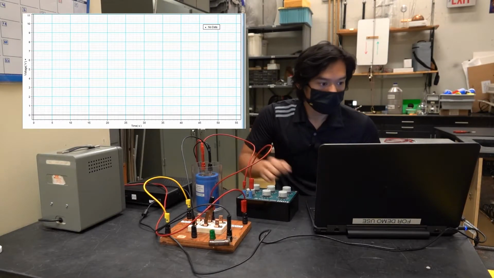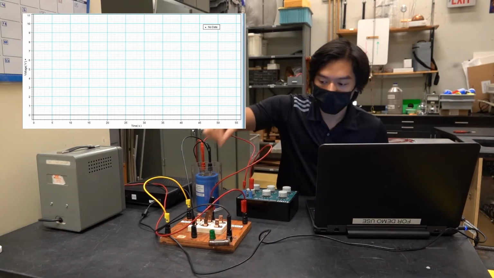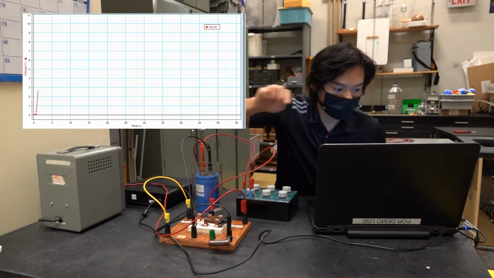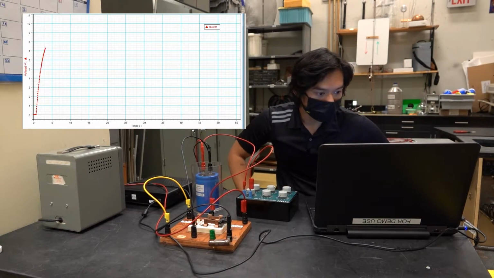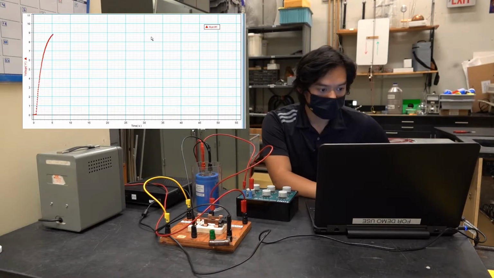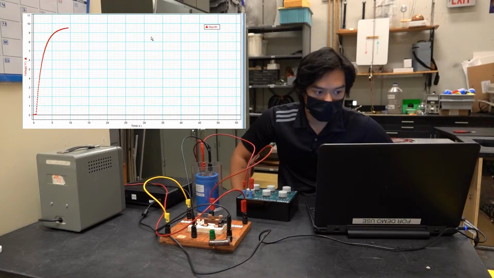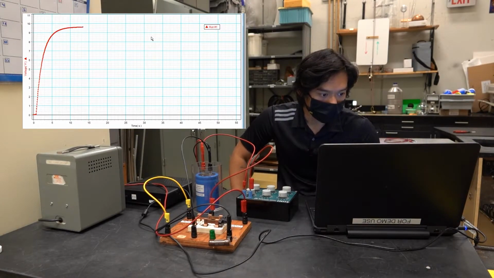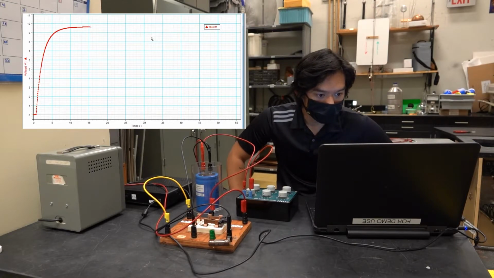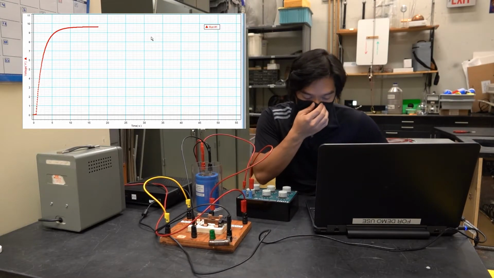And basically, when I press start here, I can close the circuit, and we'll see this really large exponential growth, and it gets slower and slower as it starts reaching the peak voltage here. And this is the voltage of the capacitor over time.